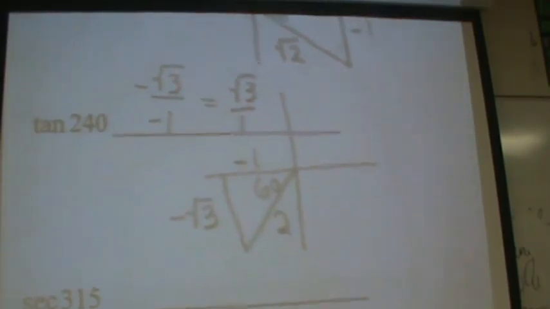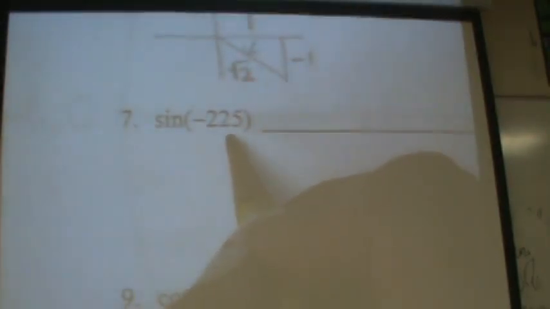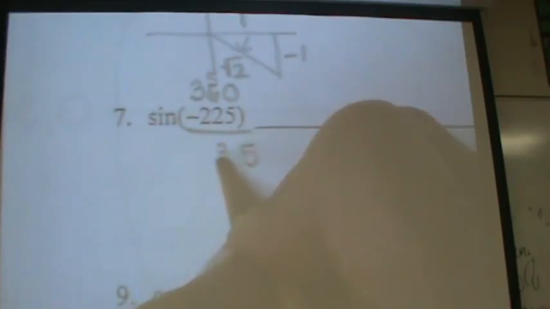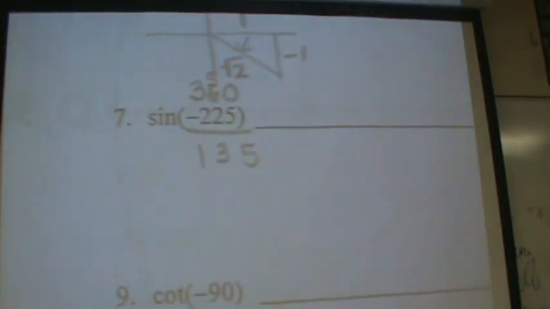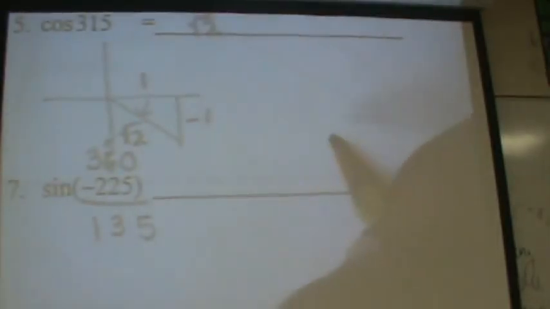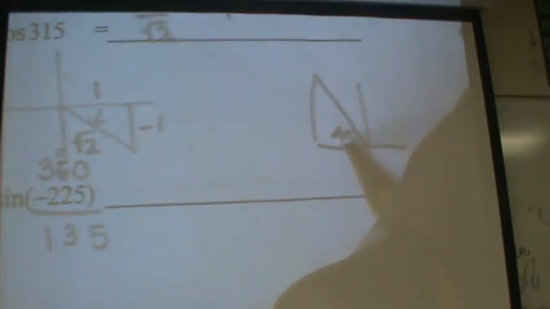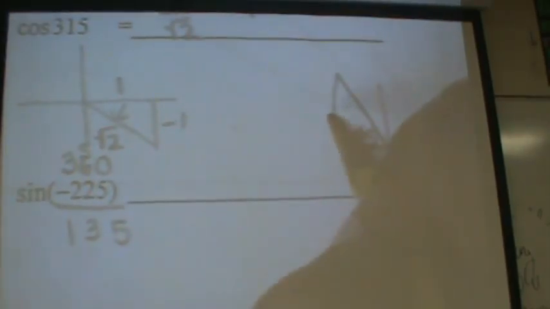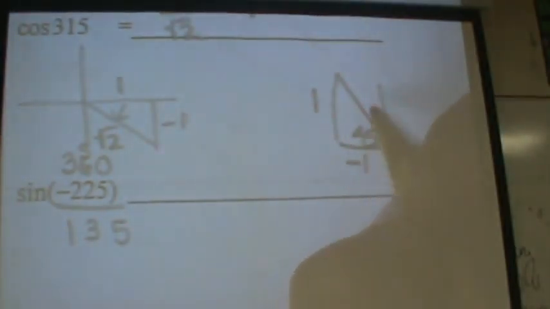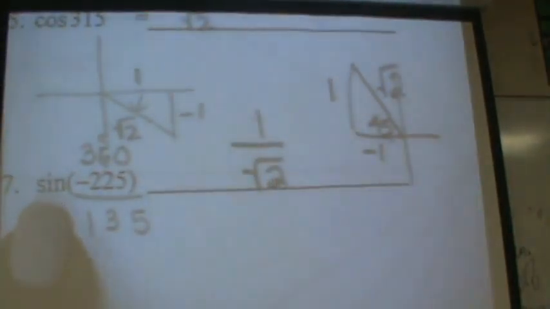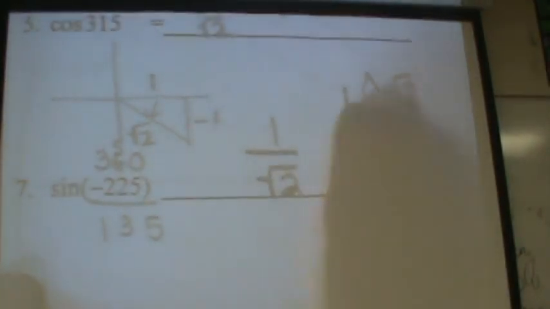Number 7. I don't like this negative 225 business, so I'm going to add 360. What do you get? 135. Where is 135 degrees? It's a 45 degree in quadrant 2, so this is 1, negative 1, root 2. What's the definition of sine? Opposite over hypotenuse, 1 over root 2.